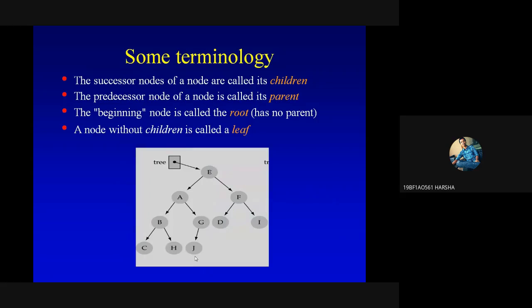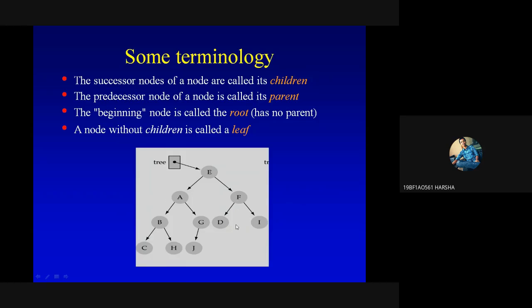Some of the terminologies: the successor nodes of a node are called its children. See here, for E, the next ones, A and F, are the children of E. B and G are the children of A. D and I are the children of F. C and H are the children of B. So the successor nodes of a node are called its children.